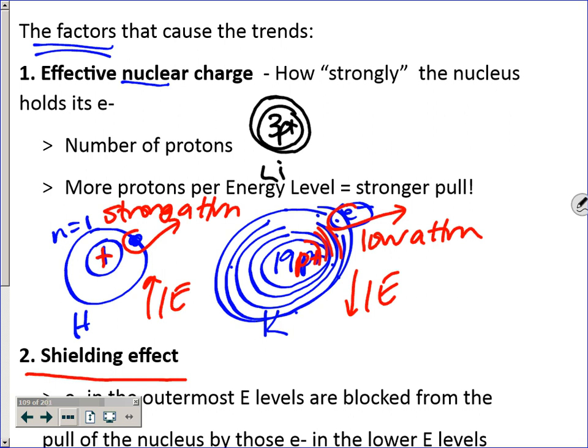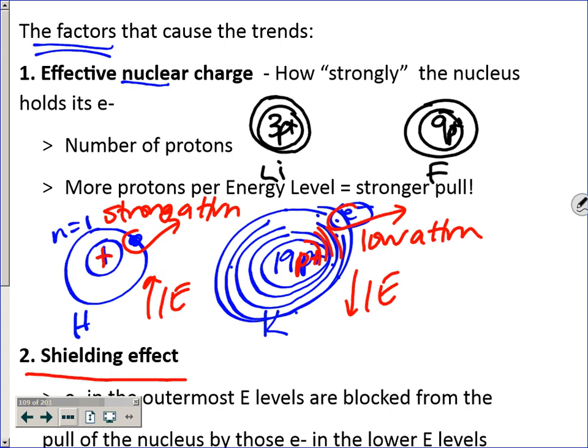All right, fluorine, how many protons? 9 protons. And how many energy levels in fluorine? How many? I hear more people saying 2. Because in fluorine, you go 1s2, 2s2, 2p5. So you're still in the second energy level. So there's only 2 rings around fluorine as well.